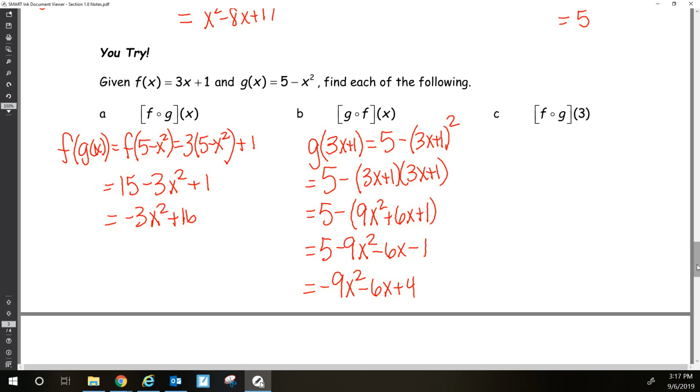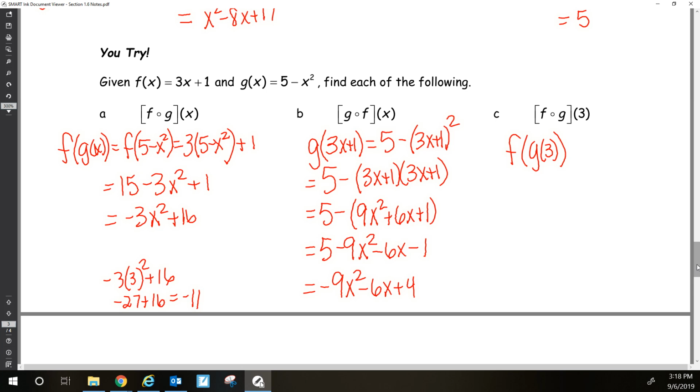All right, f of g of 3. You can do it two different ways. I told you this. If I had not already done all the work for f of g of x, so I could either plug 3 into this guy, right? So that'd be negative 3 times 3 squared plus 16. 3 squared is 9 times negative 3 is negative 27 plus 16. That would be negative 11, right?